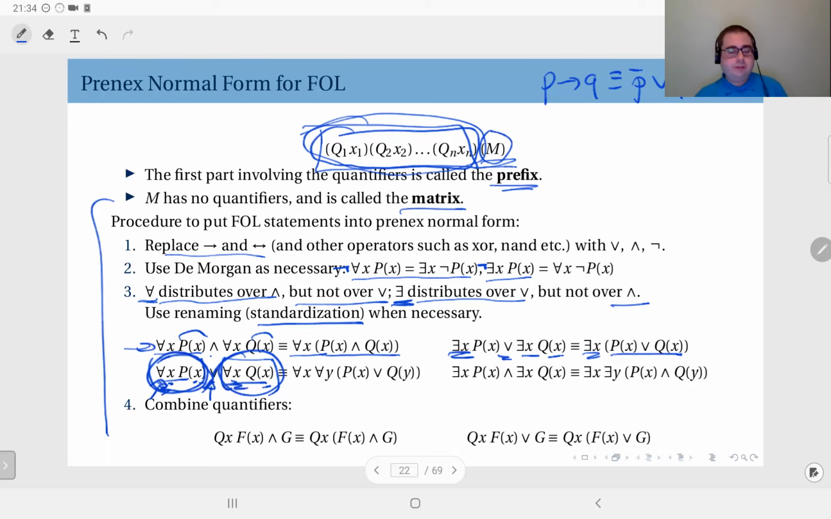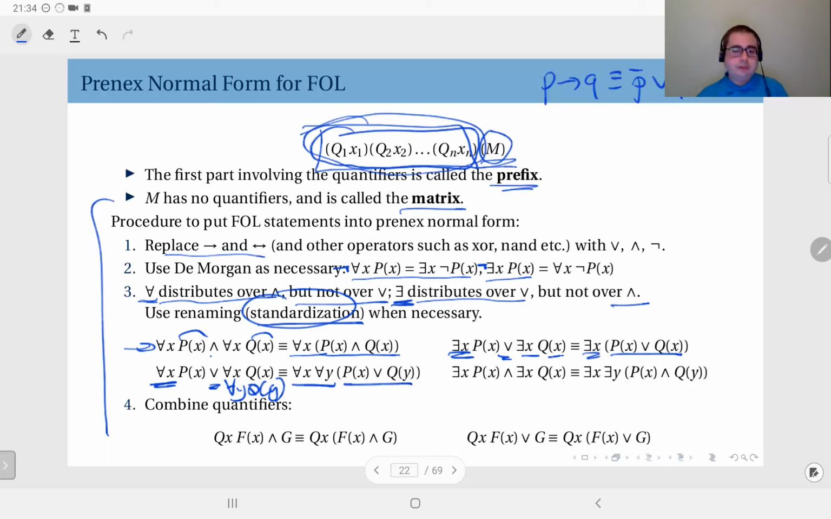So x here is just a variable. It's a placeholder. You can replace it with anything you like. That we call standardization. Now here, since I have a universal quantifier along with OR, I have to do standardization. Okay, I have no choice. I have to change the name of one of these variables, and I will have to write for all x p of x or for all y q of y. Okay, and now since I have different variables here, I can write this as for all x, for all y, p of x or q of y.